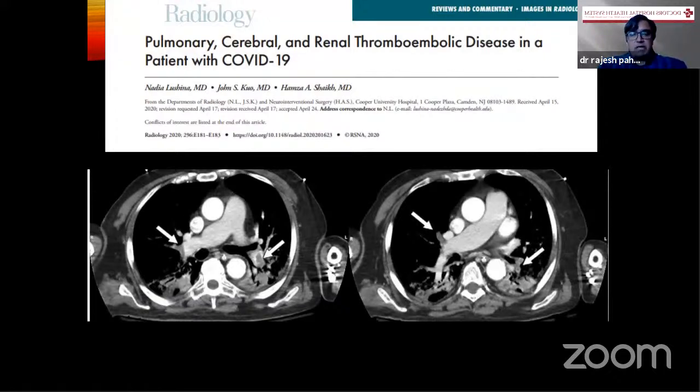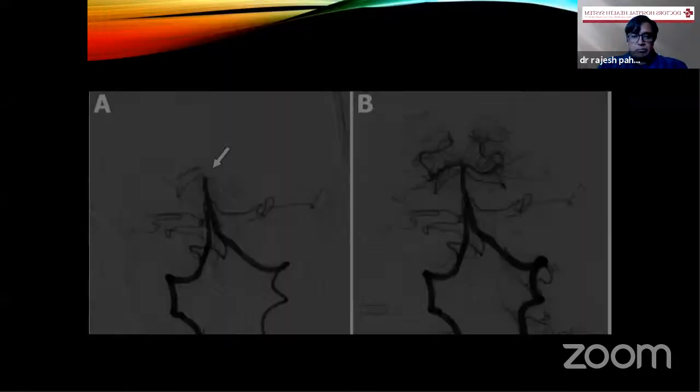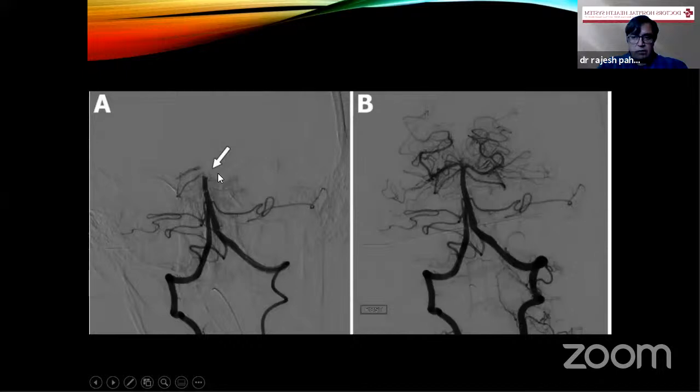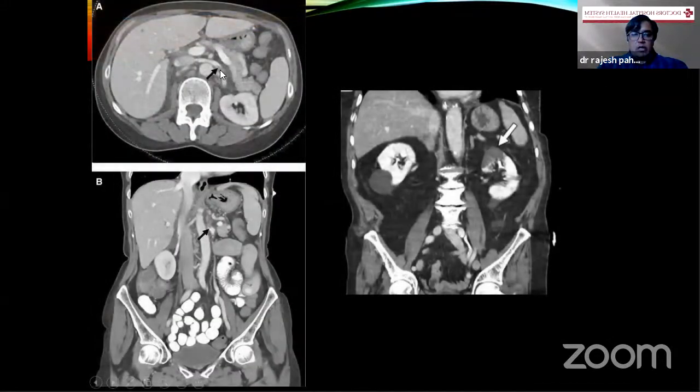So there is a study published in the Radiology journal describing pulmonary, cerebral, and renal thromboembolic disease in one patient. So it's important to understand this aspect also, that though these diseases can affect one organ in isolation, there are studies showing multi-organ damage in one patient. So here we can see there is a pulmonary embolus in the right pulmonary artery bifurcation. There is a complete occlusion of the basilar artery. And then there is a thrombus in the left renal artery causing infarct of the upper pole of the left kidney.